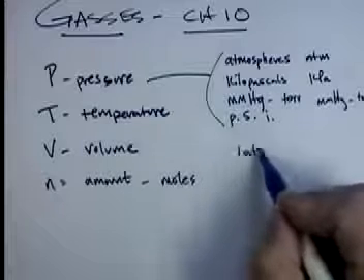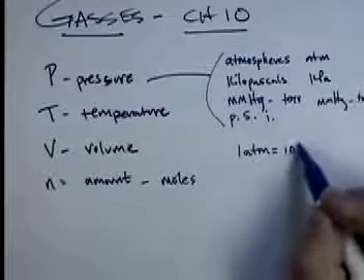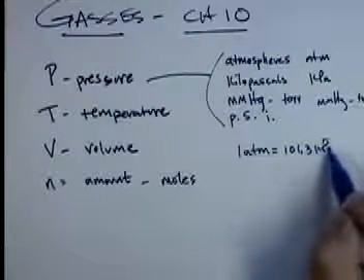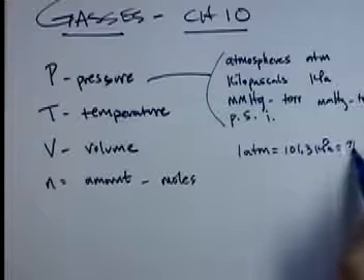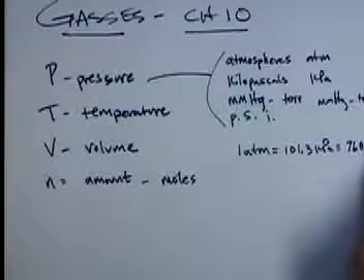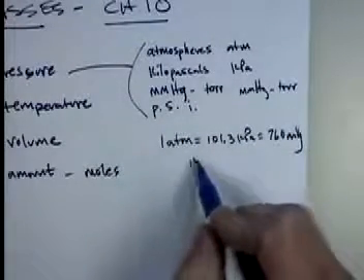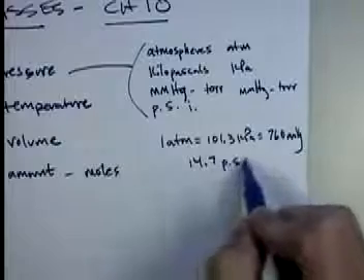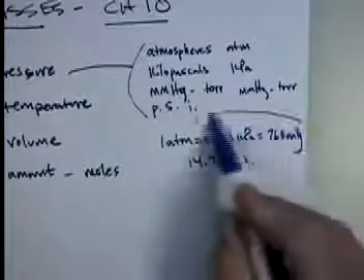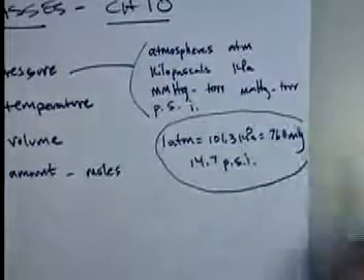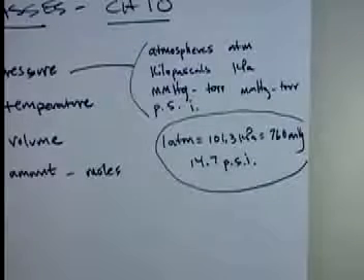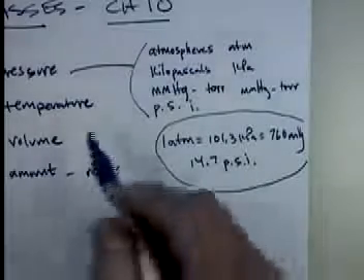1 atmosphere is equal to 101.3 kilopascals, which is equal to 760 millimeters of mercury, or 760 torr, which is equal to 14.7 psi, by the way. A lot of these relationships are given to you in the back cover of your textbook, or easily looked up on Google or somewhere else.